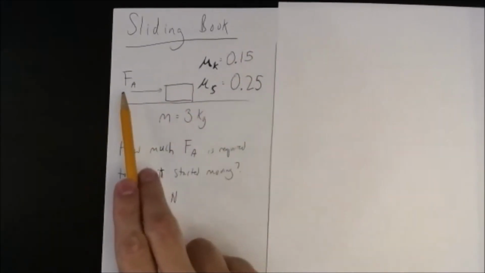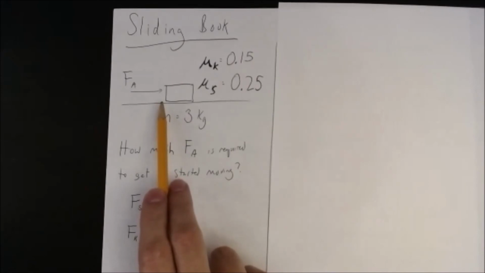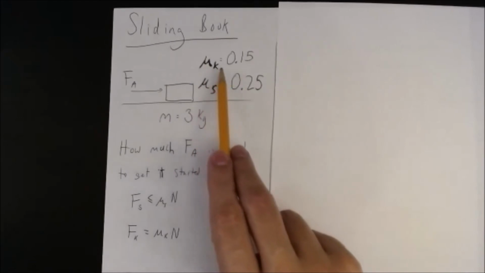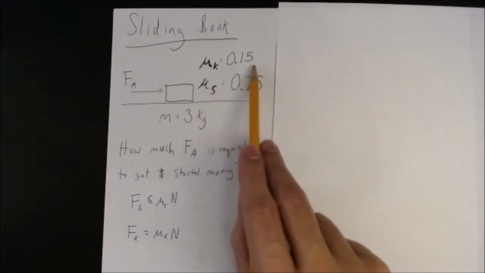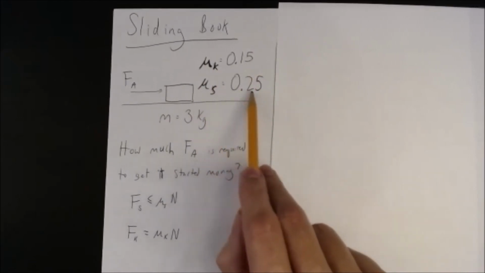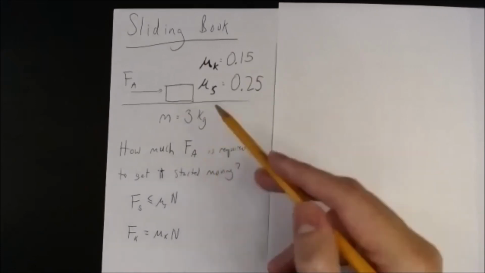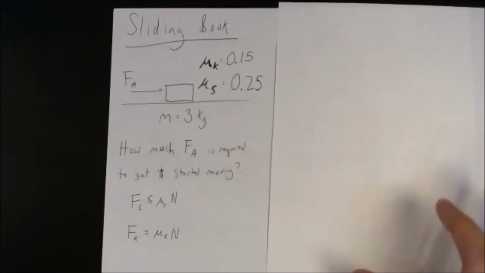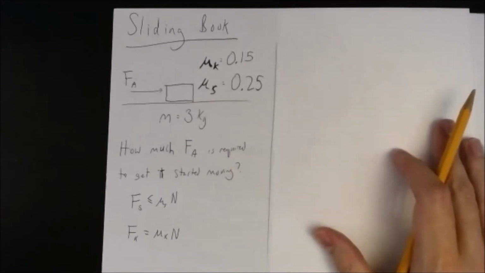Here's our setup. We've got a force applied that we're going to be using to start the book moving. We've got mu k, the coefficient of kinetic friction being 0.15, mu s, the coefficient of static friction being 0.25. And I give you the equations here. We want to just barely get it started moving. And so that means we're going to have to get the static friction all the way up to its limit. Once you've taken the static friction up to the limit, then the object will start moving. So that's our big clue here.